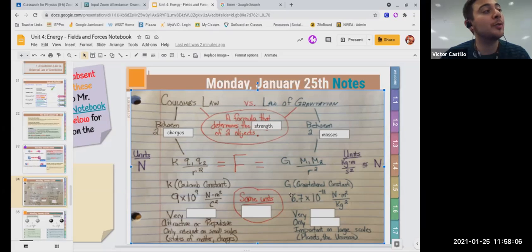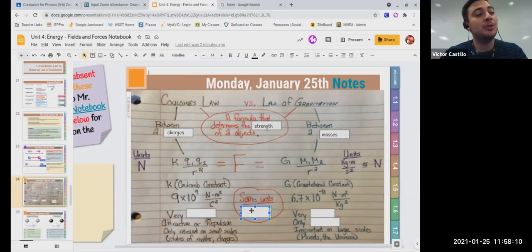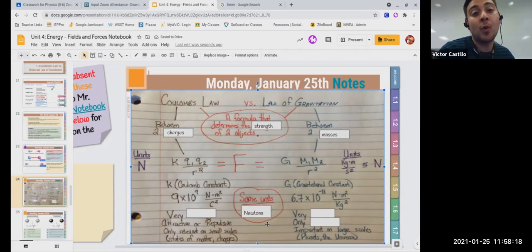What you should know, though, is there's a second red circle at the bottom. They have the same units. The same units are newtons. Newtons is the unit of measurement for force. And we know Coulomb's law and the law of gravitation determine the strength of those forces. So they have the same units, which is newtons. Now here's a part where they do separate.